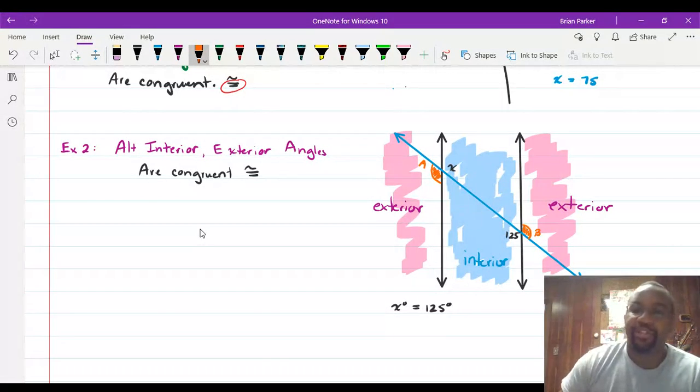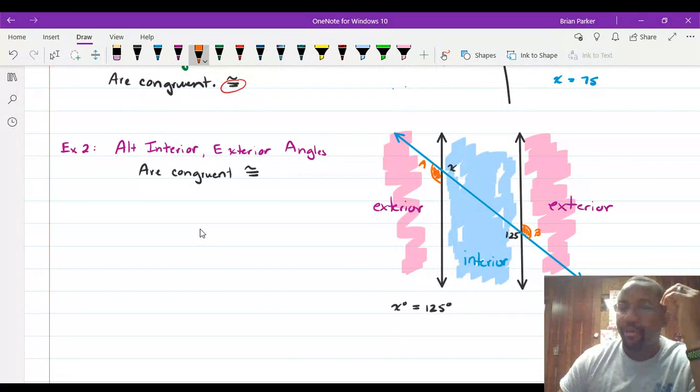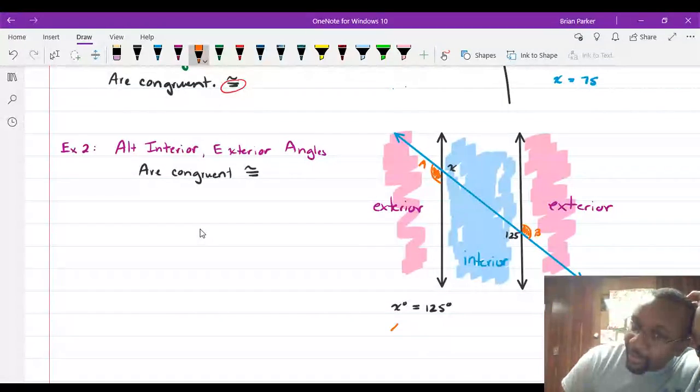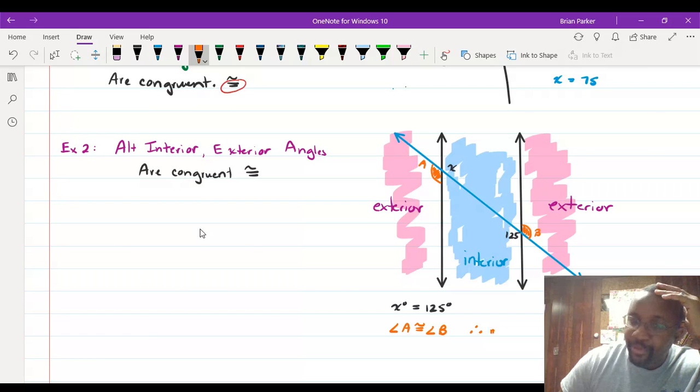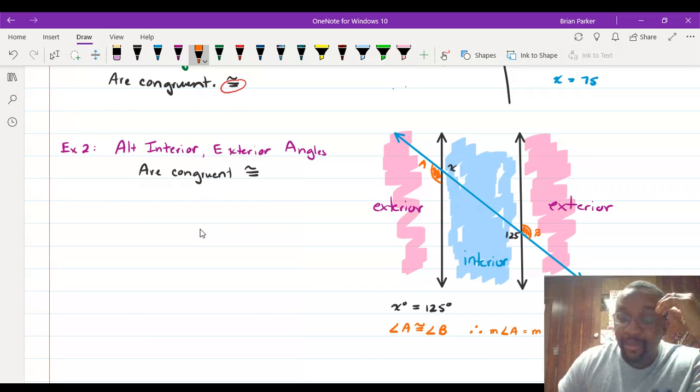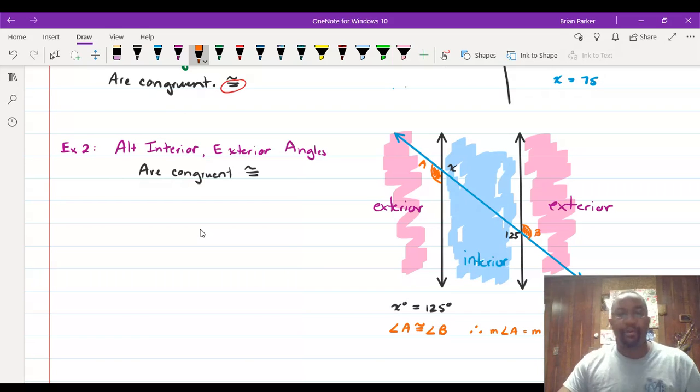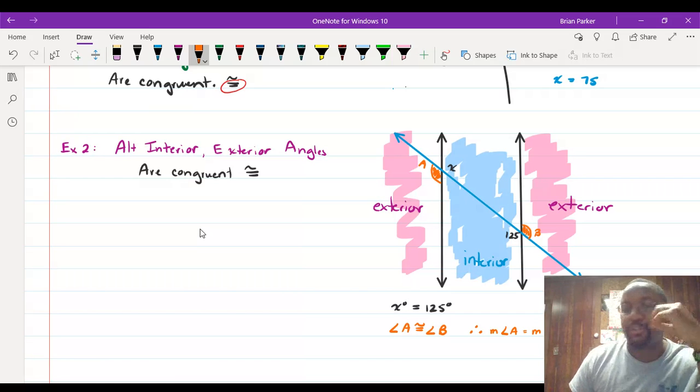So these alternate exterior angles will also be congruent. So we'd also be able to say that angle A is congruent to angle B, which then also means, there's those little symbols for therefore, we'd also be able to say whatever the measure of angle A is going to be equal to the measure of angle B. Okay? And we know what the measure of angle A is. The measure of angle A would be 125 and 125. There we go. All right. So those are also congruent.